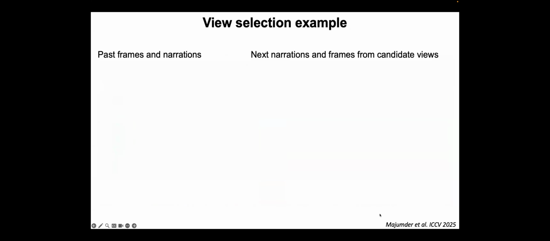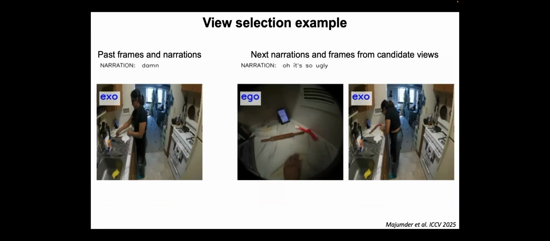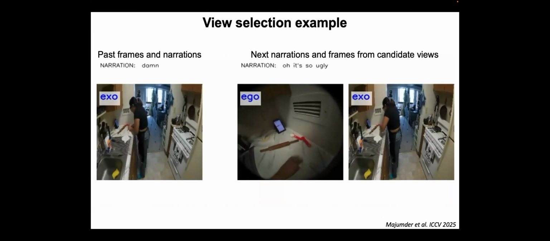Here we show a successful view selection example. On the left, we show the past frames and past narrations. On the right, we show the next frames from the candidate views and the next narrations. Note how our model bases its predictions on the past narrations, where the show of displeasure by the camera wearer can indicate a switch to ego is better to show the issue.